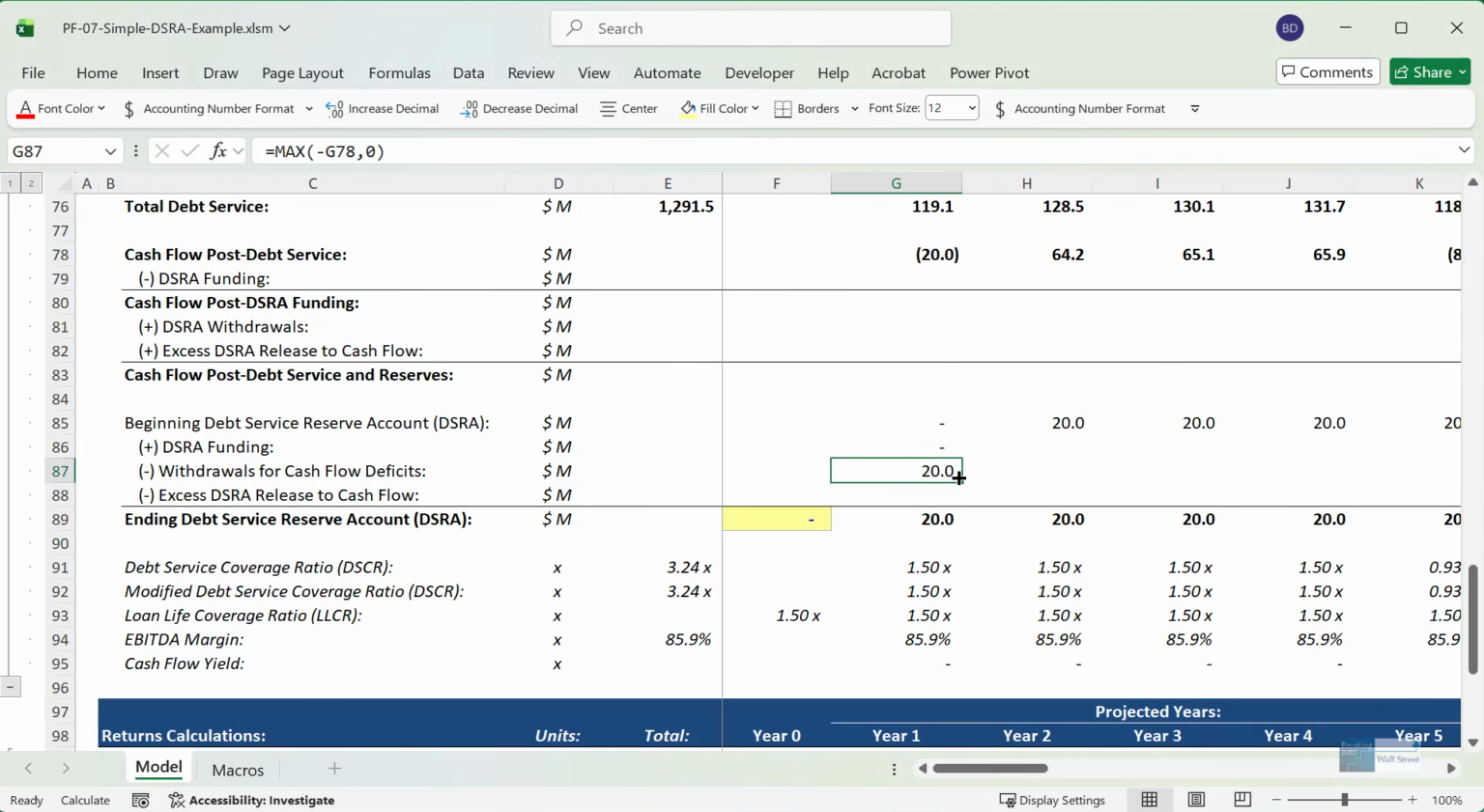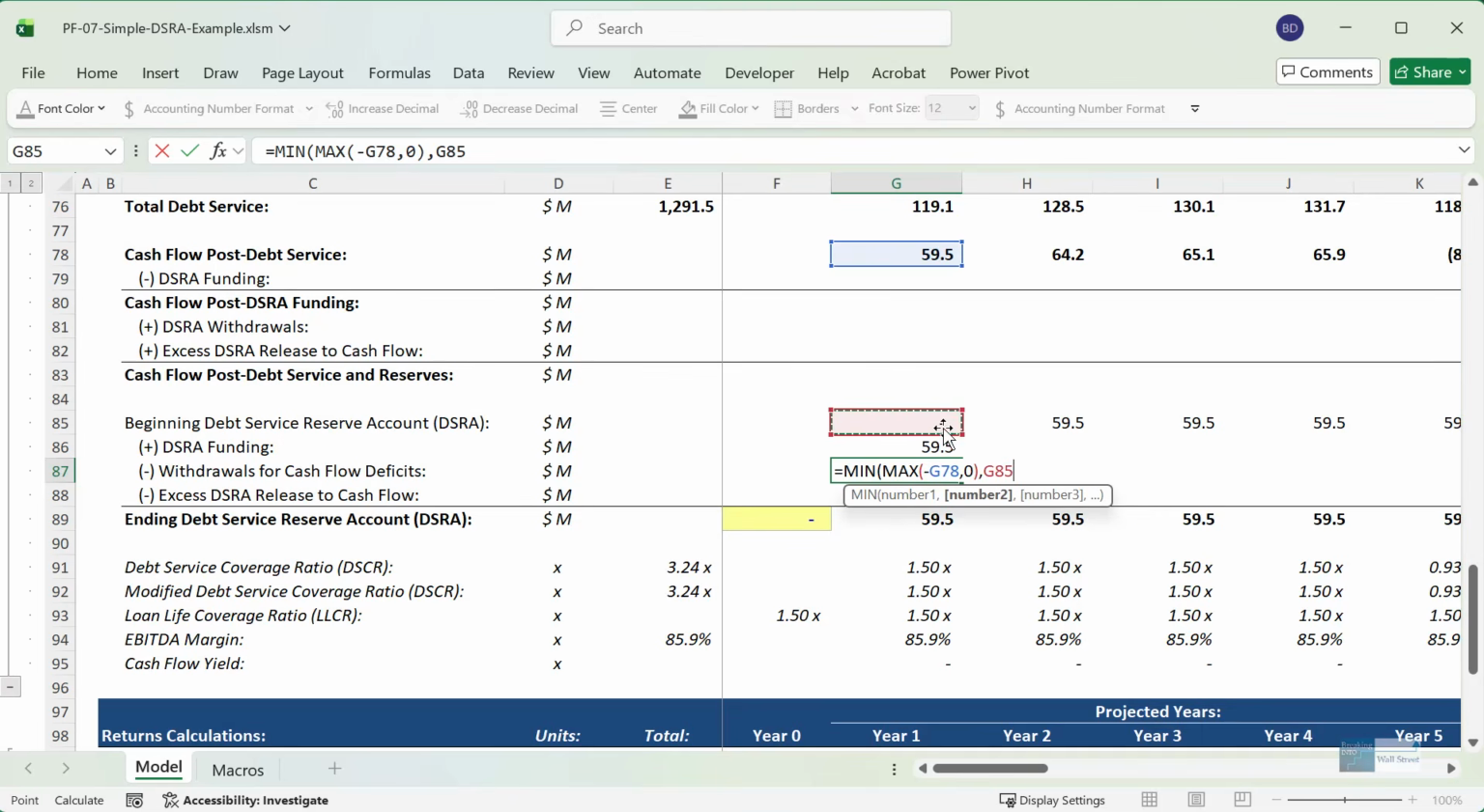Of course, you see a problem with it, which is that right now we're withdrawing 20, but our beginning DSRA is 0. So this is completely impossible. I'll undo that change, and then I'll go over here and I'll fix this up. And once again, we need to use a minimum function here. So we need to compare this to our beginning DSRA, because we never want to say that we can withdraw more than what currently exists in the reserve account. So we have that, and then I'll multiply by the flag again.